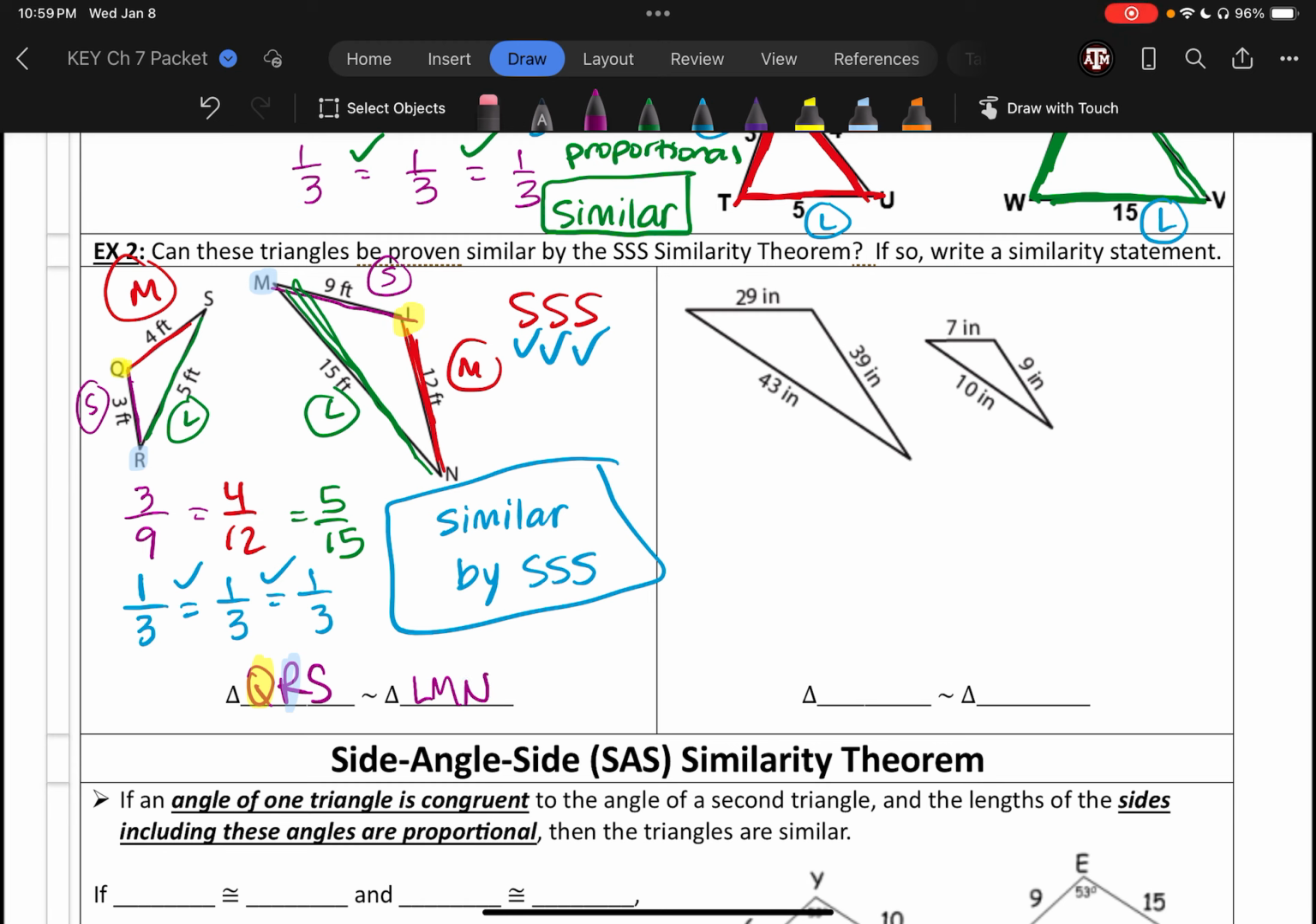So just write the similarity statement carefully. That's all I ask. On a quiz or a test, we're always going to fill in this first part for you so that there is only one correct answer. So we'll look at the next one. We got the idea here, so I'm going through this a little bit faster.